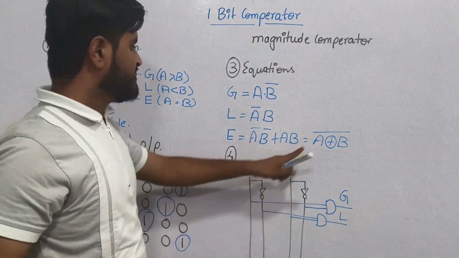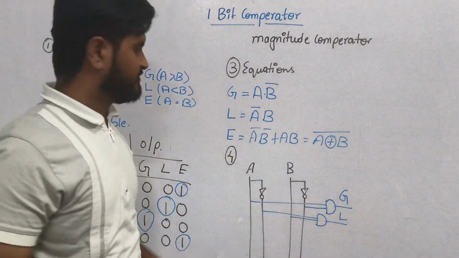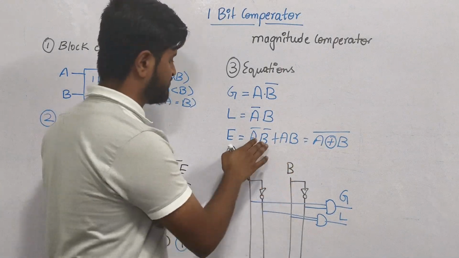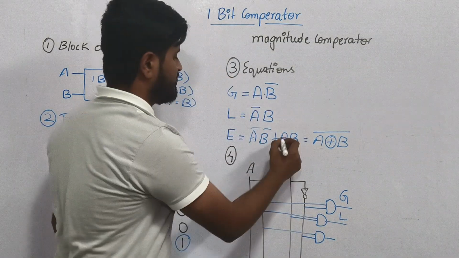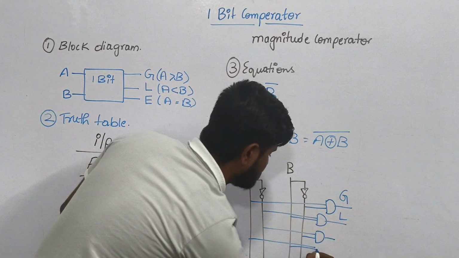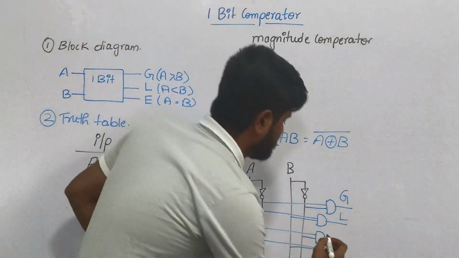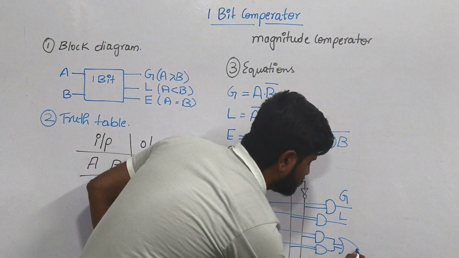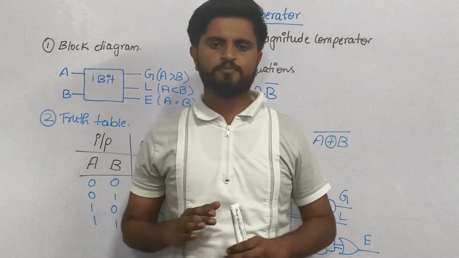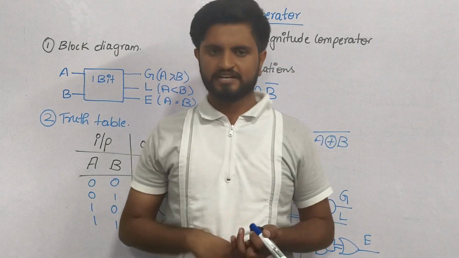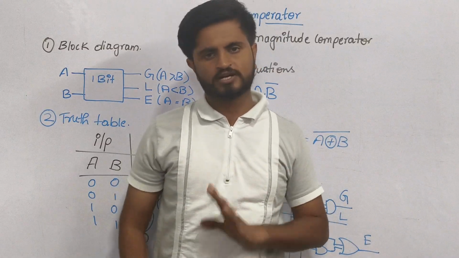Now let's write for equal. A XNOR B. You can represent it like this, or simply like this, so let's represent it simply. A bar B bar in an AND gate, and A B, A and B in an AND gate. Between them there is a plus, and plus means the OR gate. So this is the output for equal. In this video, we represented the block diagram, truth table, characteristic equations of the outputs, and the logic circuit diagram for the 1-bit or magnitude comparator circuit.